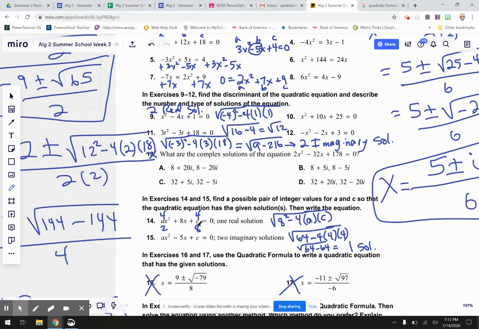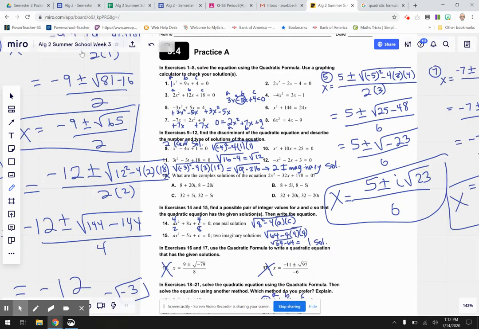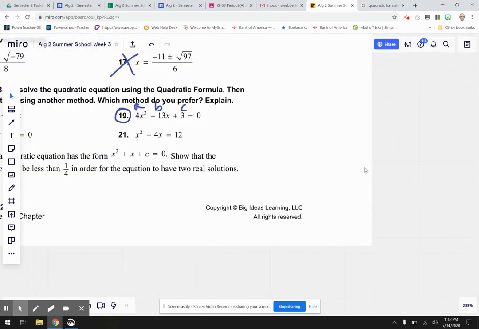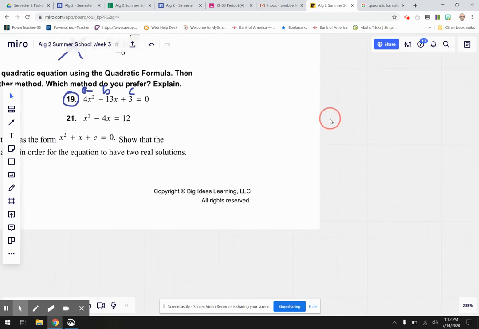Solve the quadratic equation using the quadratic formula, then solve the equation using another method. Okay, so let's look at 19. Here's a, here's b, here's c. Oops, you guys didn't see that one, so hold on a second. Move it up. Okay, so 19, you have a, b, and c right there. So let's first solve it with the quadratic formula. So a is 4, b is negative 13, and c is 3.